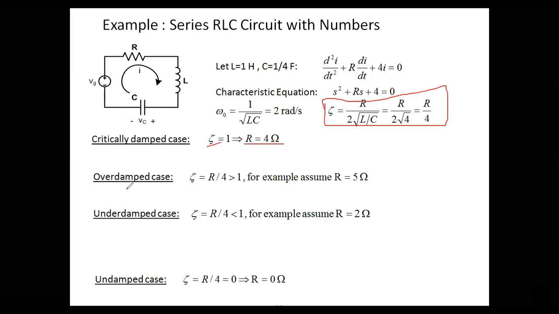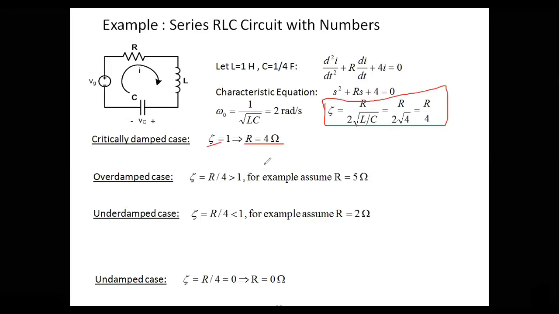Zeta has to be greater than 1 for the overdamped situation. That simply means that r over 4 must be greater than 1, because zeta is equal to r over 4. So if r over 4 is greater than 1, then if you cross multiply, r will be greater than 4. So you just pick any arbitrary value that is greater than 4.